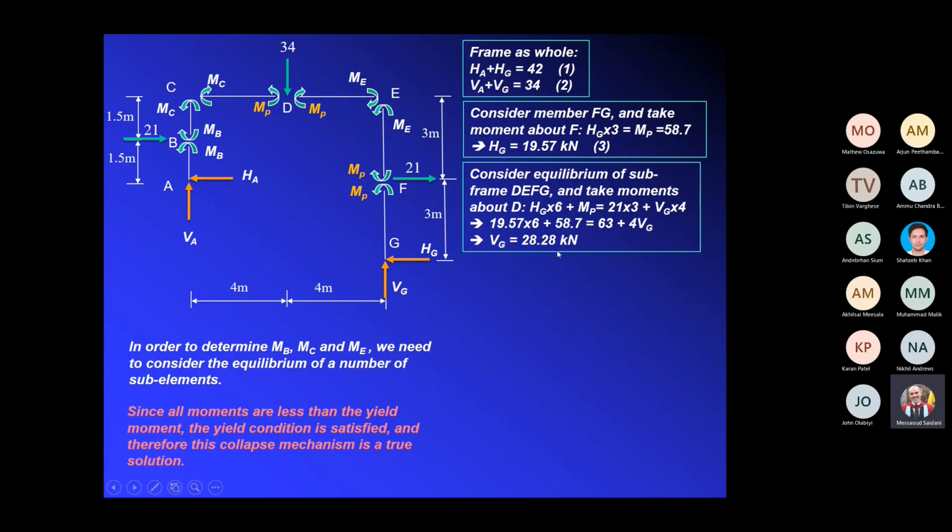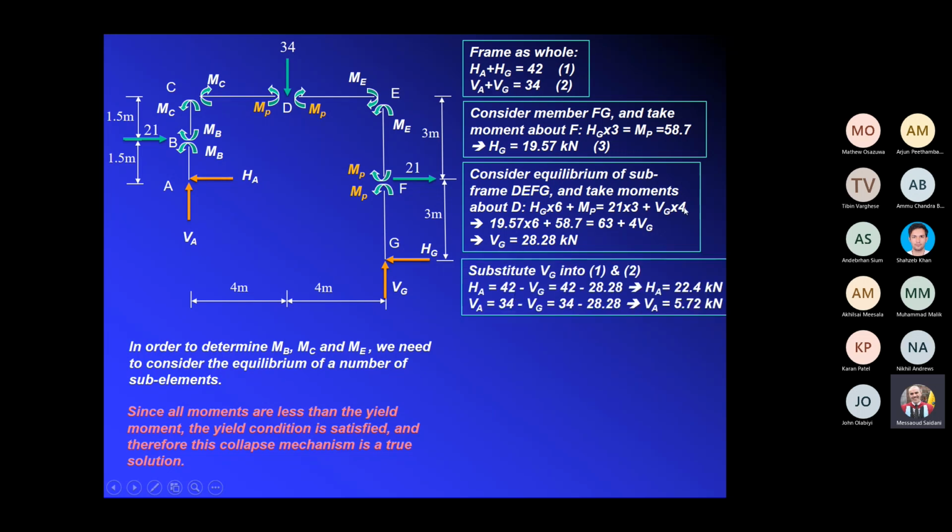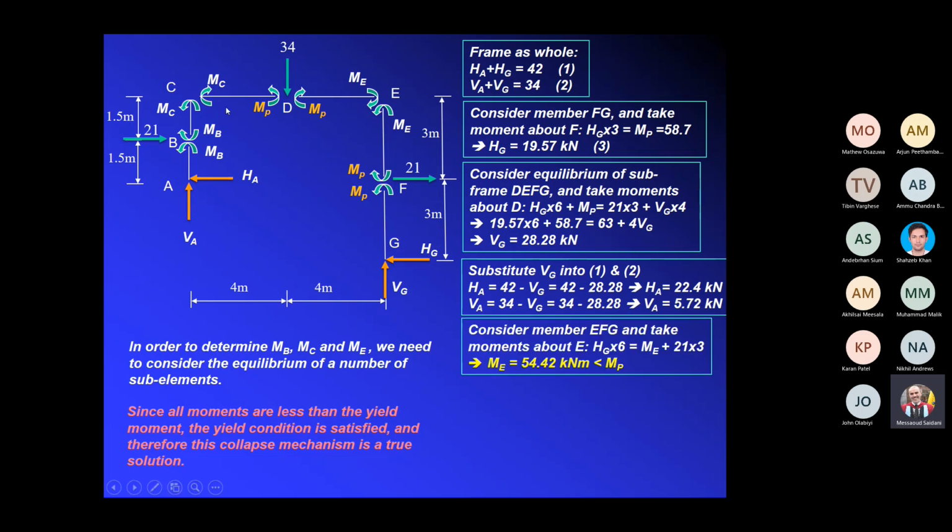And when you have VG, you substitute VG here, it gives you VA, which is what I have done. So I've got HA 22.4 and I've got VA 5.27. These are the reactions at A, right? And to finish it off, what you could do, you could take the equilibrium of EFG here, okay? Because now we've got the reactions. That was the most difficult part, to find these reactions. So we've got them now.